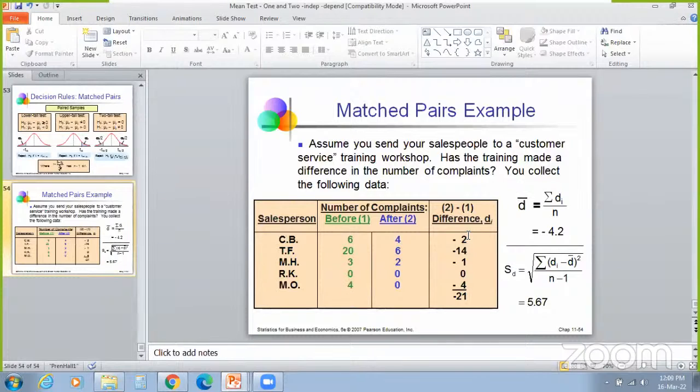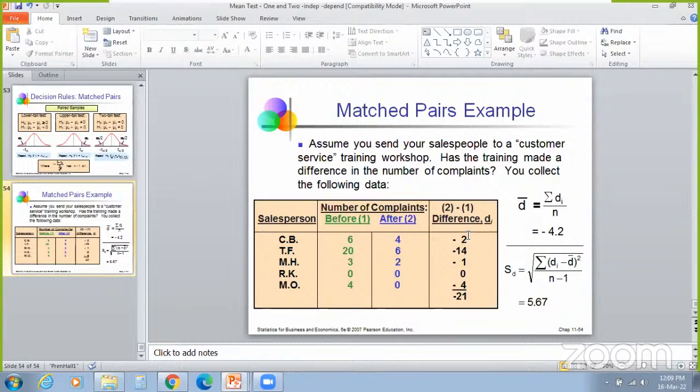The training which you have given to that salesperson is not worth, because there is no difference in the customer service opined by the perception of the customers. So that's why here the data is the number of complaints on a few salespersons, for example, 5 salespersons before the training and after the training. It is the number of complaints against the salespersons before and after. Then the process is you have to take the difference between these two. That's why 6 minus 4 is minus 2, 20 minus 6 is minus 14, and so on.